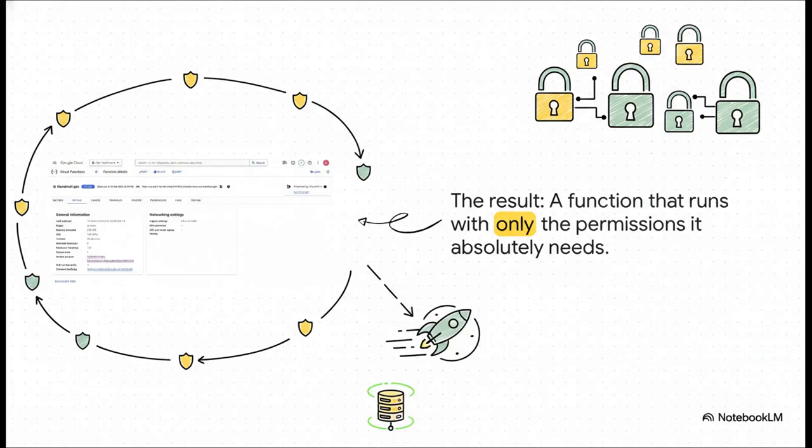And the result? It's a function that perfectly embodies the principle of least privilege. It's fast, it's efficient, and most importantly, it's secure. It has exactly the permissions it needs to do its job, and not a single one more. This right here is the hallmark of a professional, production-grade serverless application.